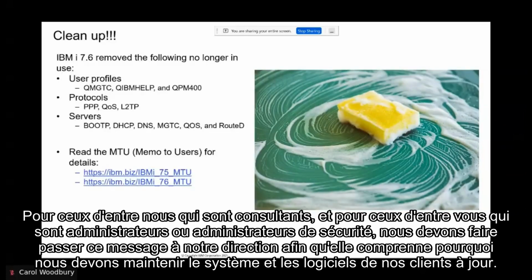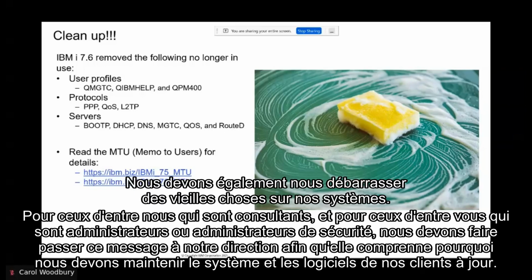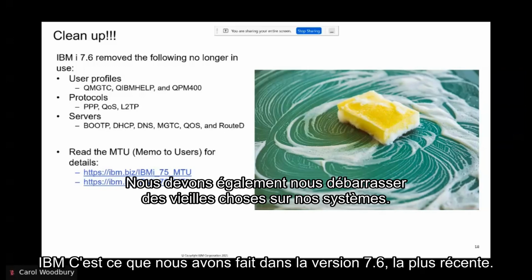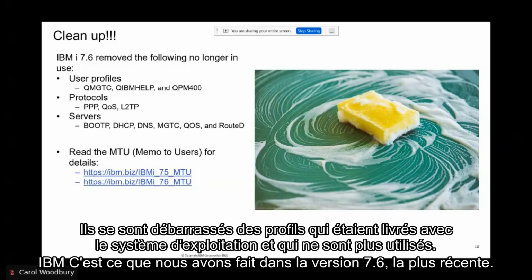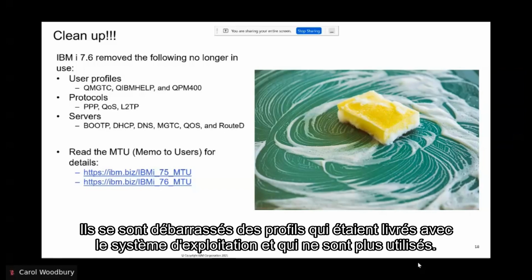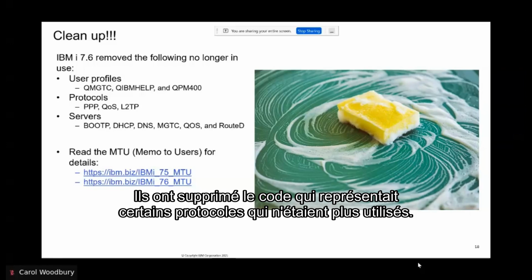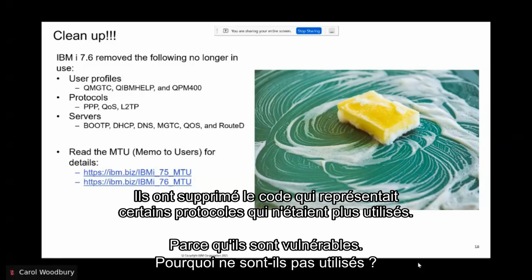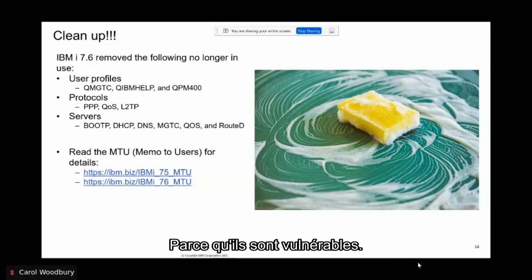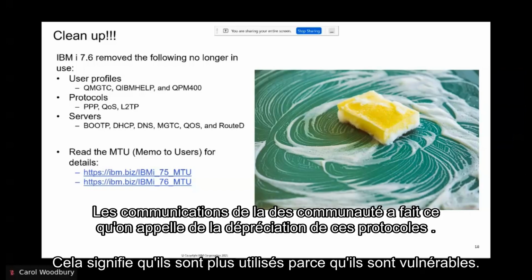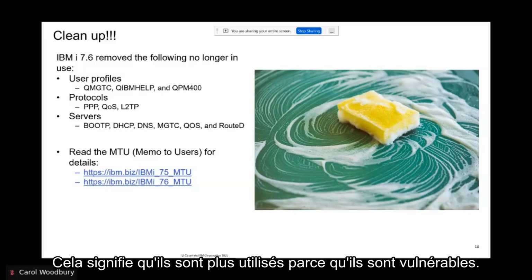We also need to get rid of old things on our systems. IBM did this a lot in 7.6, the most current release. They got rid of profiles that were shipping with the operating system that are no longer used. They took off the code that represented certain protocols that were no longer used. Why aren't they used? Because they're vulnerable. The communications community has done what's called deprecating those protocols. That means they're no longer in use because they're vulnerable.